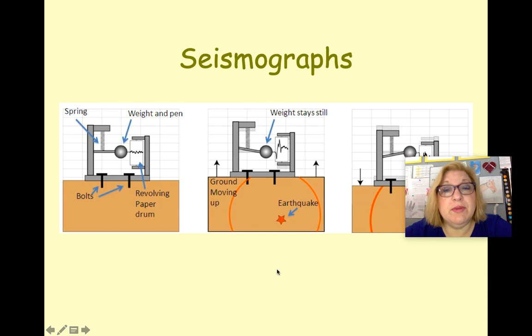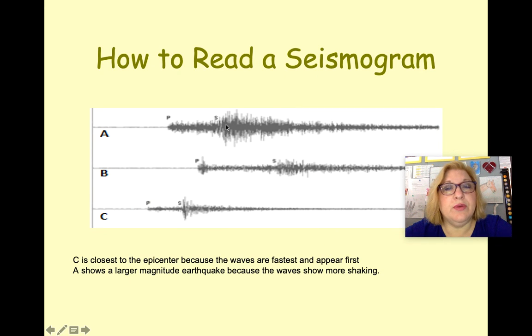And we talked about seismographs also, so you can see here how the seismograph works. And I think we did a pretty good job going over seismograms. We know this one got to the station the fastest, so that is the closest to the epicenter. The station is closest to the epicenter. This one has the most magnitude because you can tell that the lines are the strongest up there.